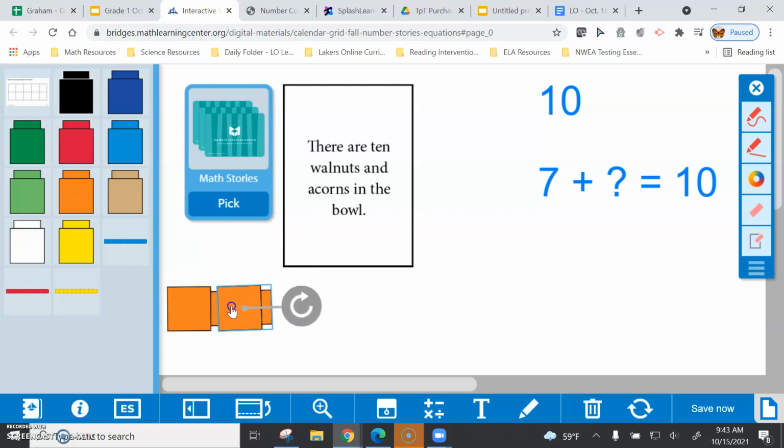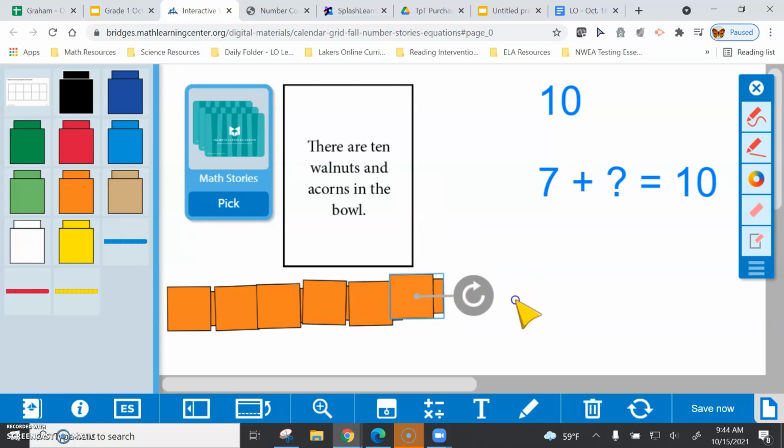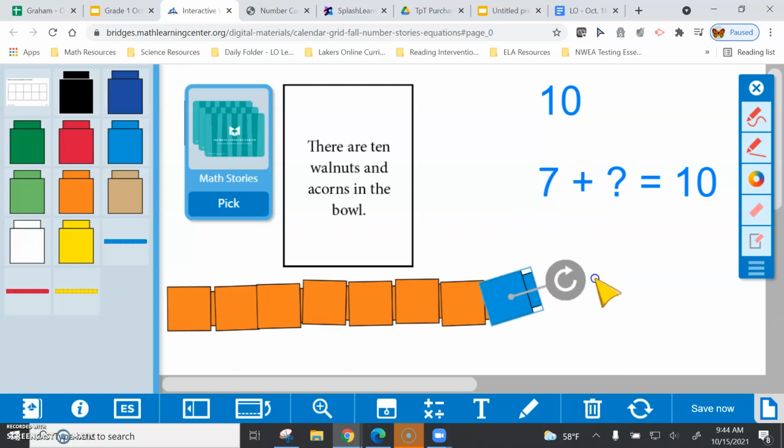Where we'd have 7. We have 7. Why don't we count on by adding on a few more? 8, 9, 10. How many did I add on to that 7 to make the number 10?